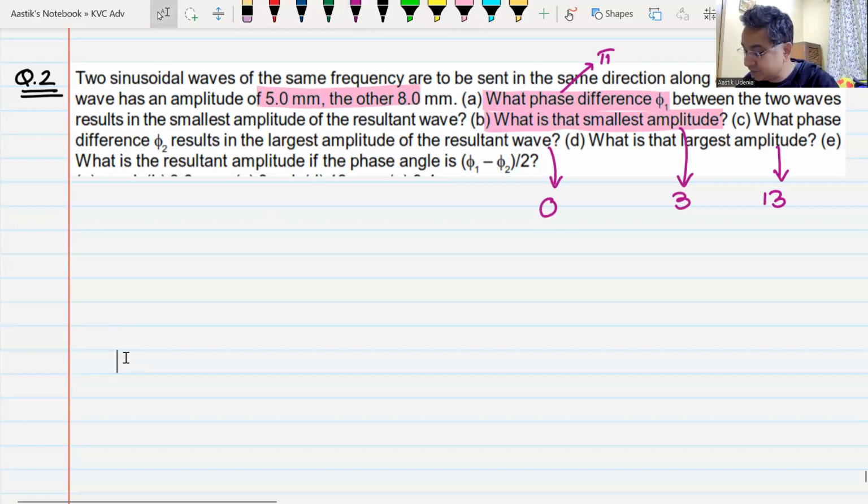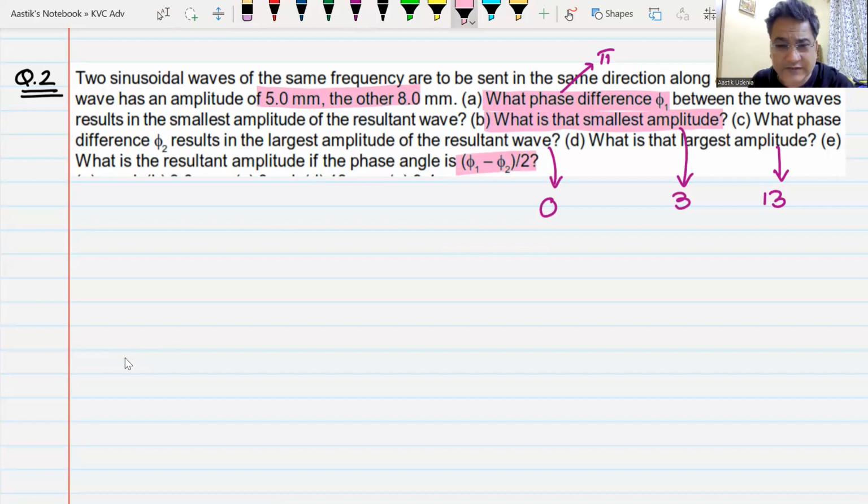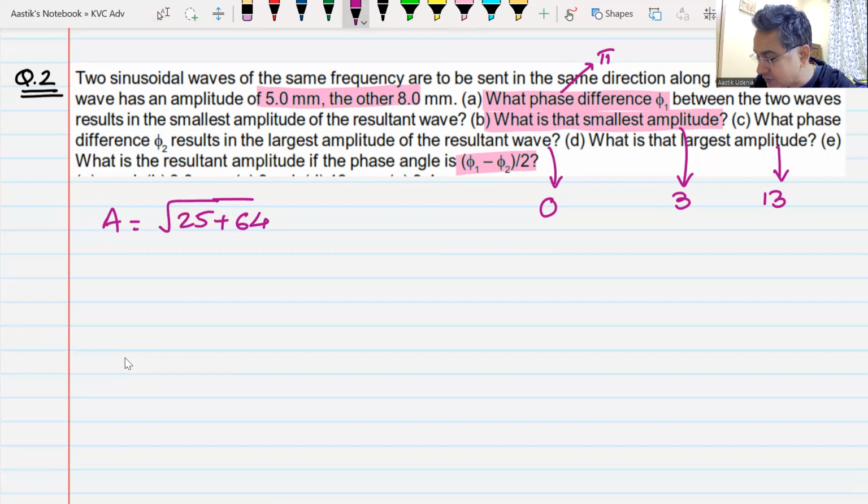And E is root 89. When the phase difference is (phi 1 minus phi 2), that is pi by 2, 90 degrees. So the resultant amplitude will be root over 5 squared plus 8 squared, that is root over 25 plus 64, and that is root 89. Yes, sir. See, it was so simple.